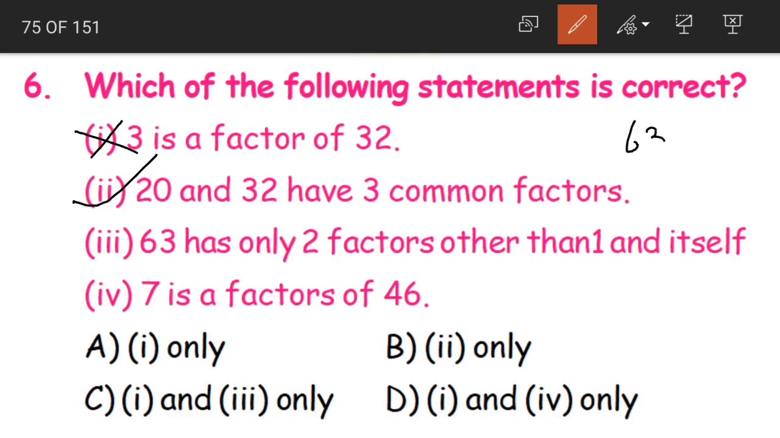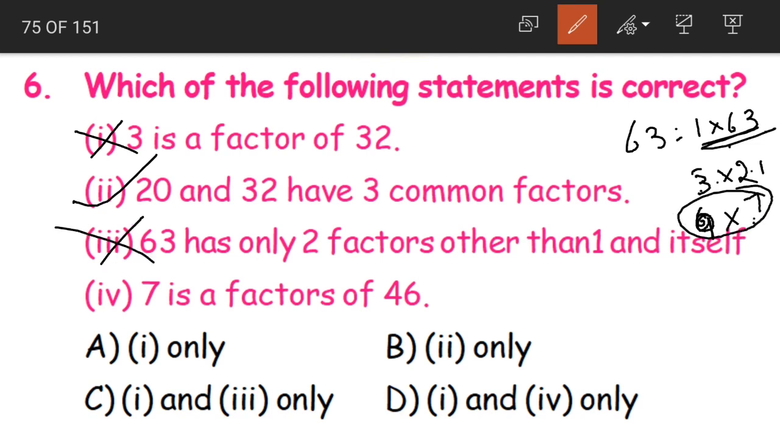Now if you look at the number 63, the factors are 1 63s, then we have 3 21s, and then 7 9s are 63 as well. Yes, 9 7s are 63. But here what are they saying? Apart from 1 and itself, it has only 2 factors. But it has more than 2 factors. So 3 is also wrong.